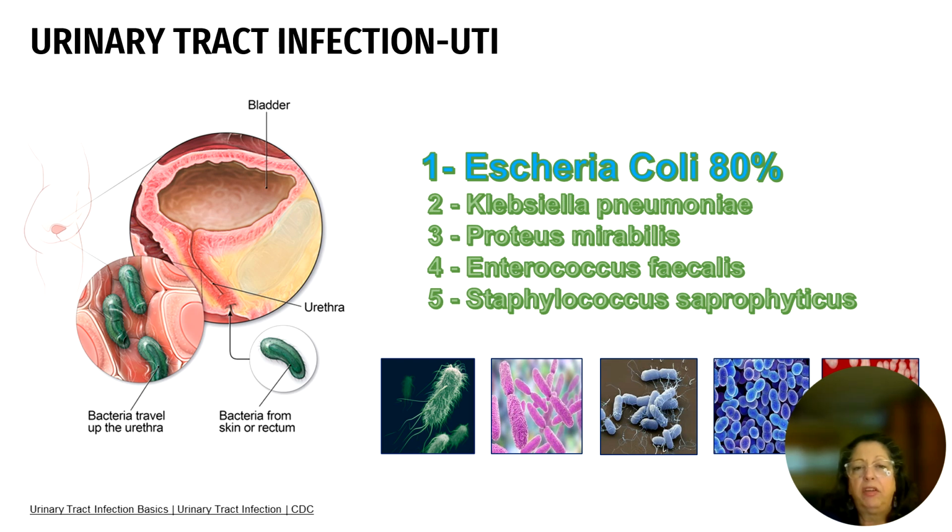UTIs typically occur when bacteria enter the urinary tract through the urethra and multiply in the bladder. These bacteria come from the digestive tract through fecal material. Escherichia coli, or E. coli, causes about 80% of urinary tract infections, followed by Klebsiella pneumoniae, Proteus mirabilis, Enterococcus faecalis, and Staphylococcus saprophyticus.